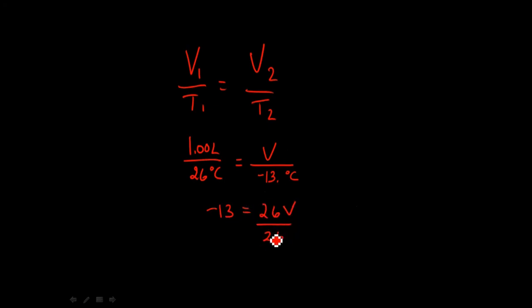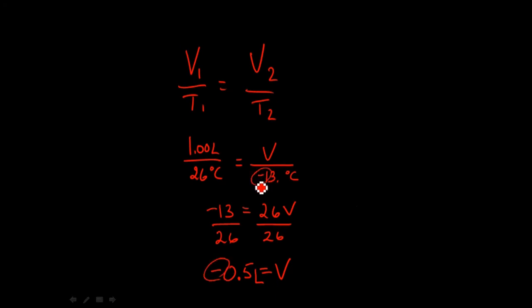Divide both sides by 26 so that I can solve for v. And v winds up being, carrying that negative sign down, 0.5. The units, well, I had liters, so I should have liters for volume. So I get negative 0.5 liters for volume. Hold on. Negative liters? That makes absolutely no sense. It's got a negative sign.